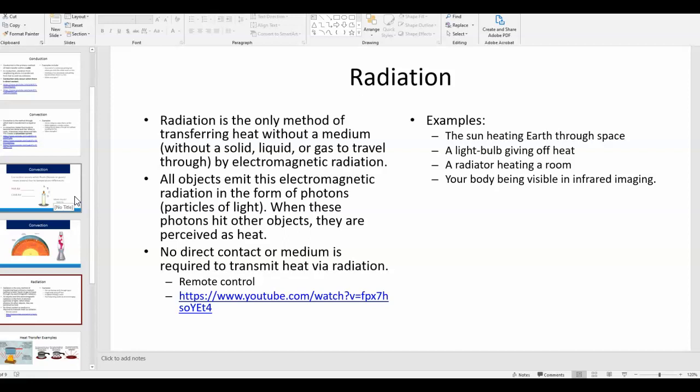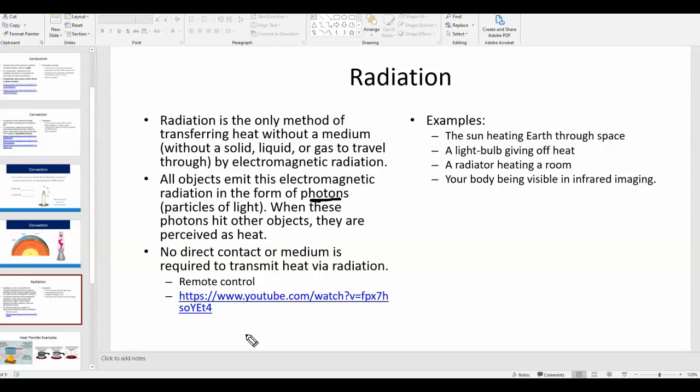The way it does that is that all objects in the universe that have temperature emit this electromagnetic radiation. When we talk about heat, the type of electromagnetic radiation that we care about is what's called infrared radiation, or infrared photons. So all objects emit infrared photons. A photon is just a particle of light. Imagine everything in the universe is giving off these particles of light.